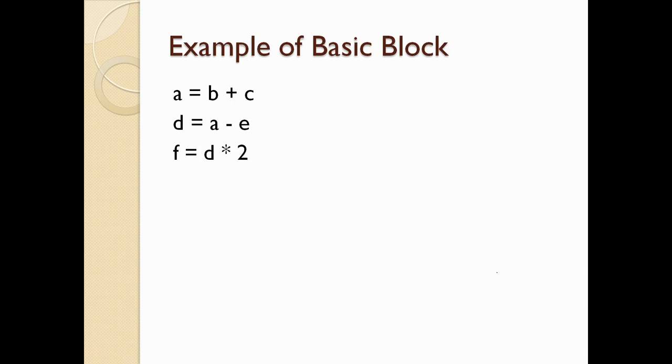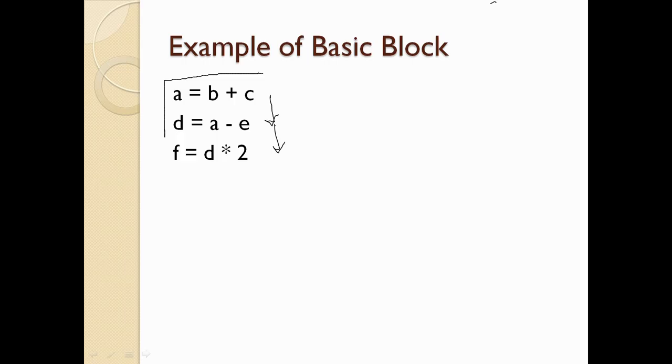Let us look at an example. Here we have three instructions. A is equal to B plus C. The execution continues with D is equal to A minus E, and then continues with the third statement, F is equal to D star 2. There are no jumps and there is no deviation. So all these three statements together, we can call a basic block.